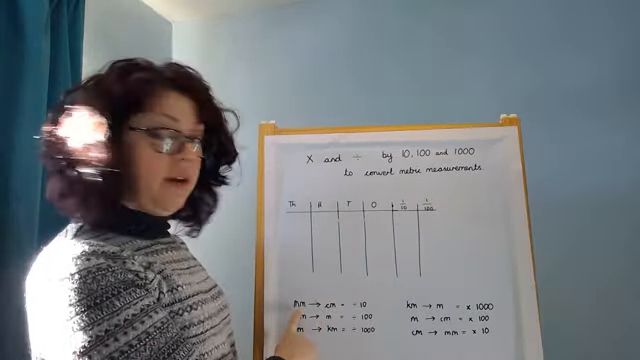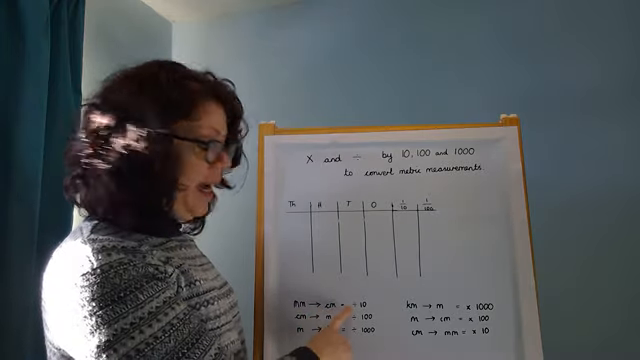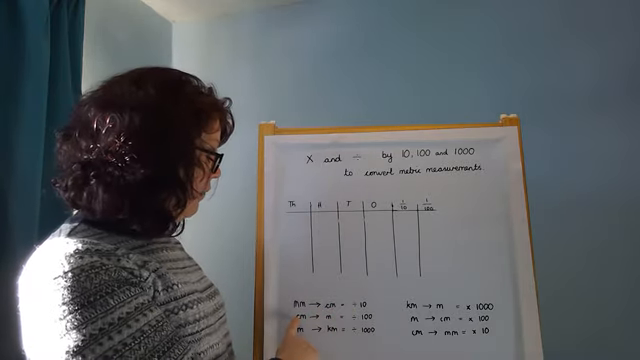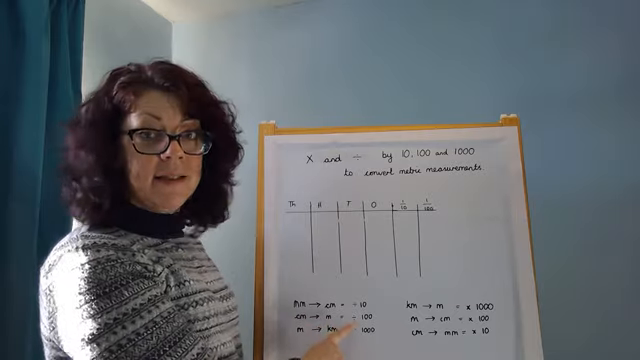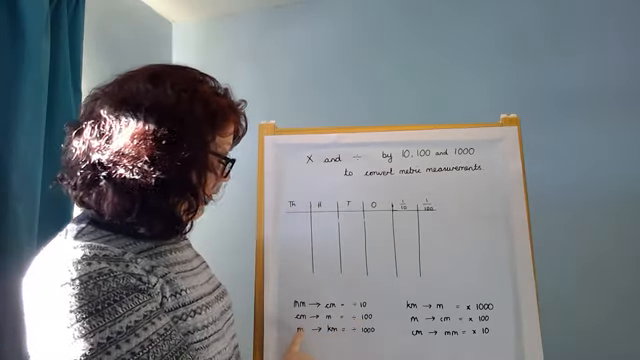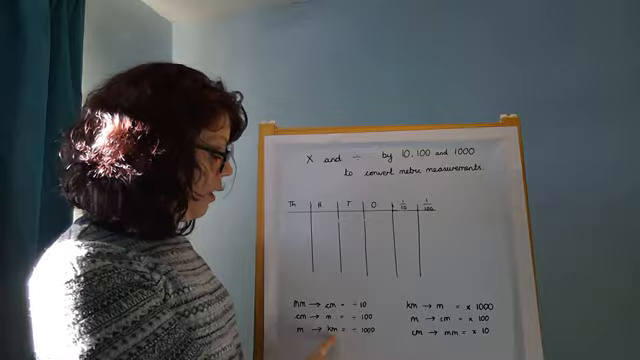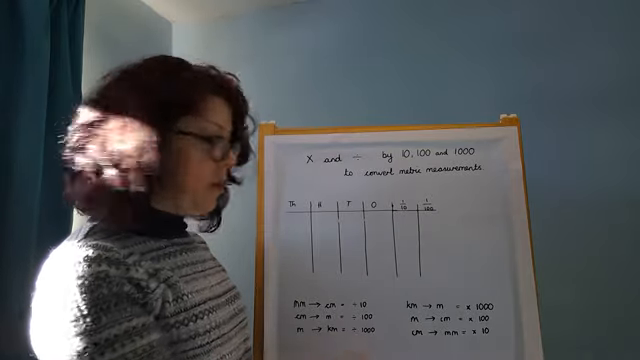You can see that to convert from millimetres to centimetres, I need to divide by 10. To convert from centimetres to metres, I need to divide by 100. And if I've got metres and I want to convert to kilometres, I need to divide by 1000.